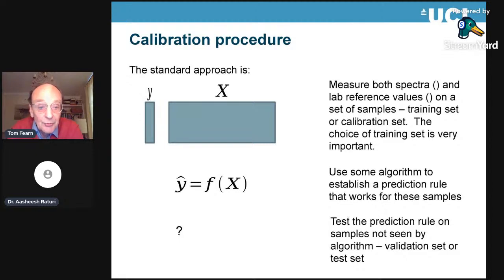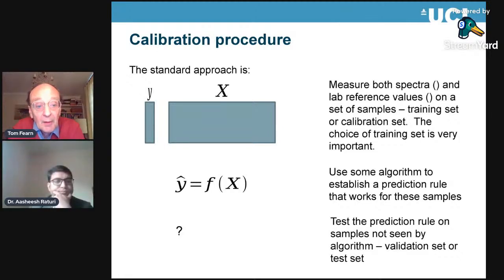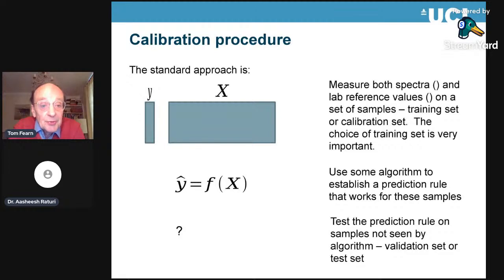So you get some rule, some function of the spectral data that predicts the lab reference data. And that rule can be very simple. It can be just a linear combination of the spectral variables. So you predict Y, the reference value, from a constant plus a slope times absorbance at one wavelength plus another slope times absorbance at another wavelength, and so on. So just a linear combination of the spectral data. But obviously you can use much more complicated things. But in general, you need some algorithm that you can train to predict the training samples.